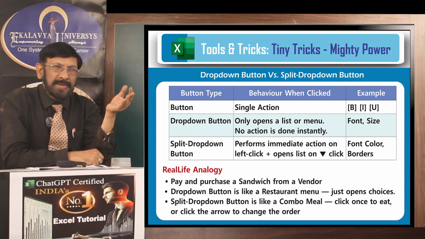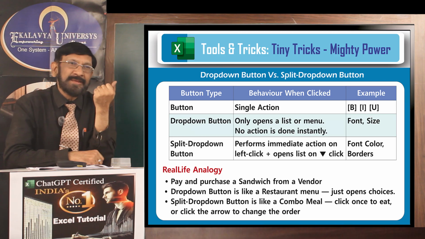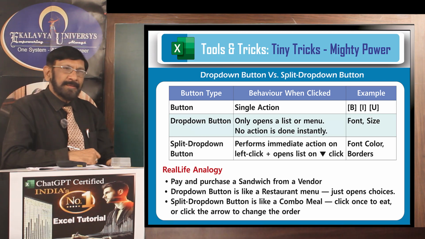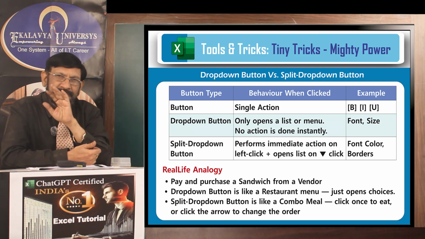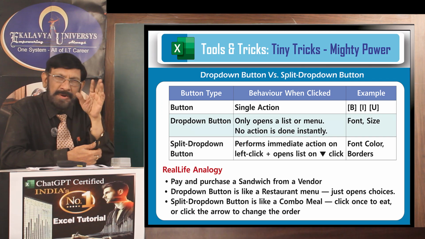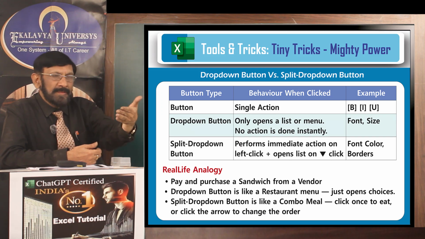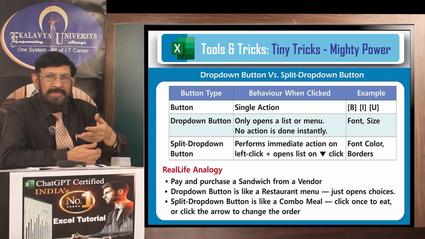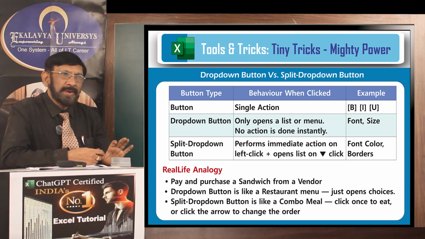Actually, through a real life analogy I explain, you better understand, you can explain it to others very easily. First one is button. A roadside vendor is selling some sandwiches. Just you pay and take sandwich. Pay and take sandwich. Only one item is selling, you pay and take it. That is like a button. Second one is a drop down button. You go to a hotel, then they provide a menu of around 20-30 items. Out of that, one item you choose. That is like a drop down button.